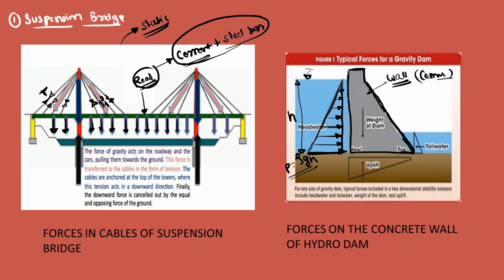Okay. So this design of the structure, that is the design of the wall of that water dam, depends on the static analysis. Okay. So this is the second example: forces on the concrete wall of the hydro dam.